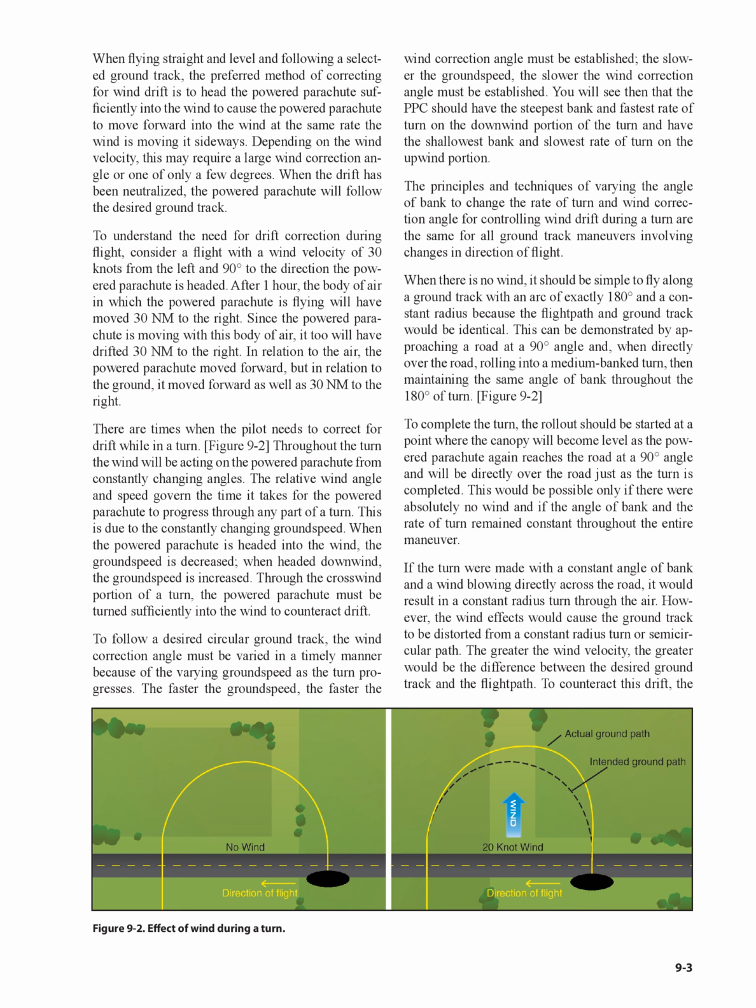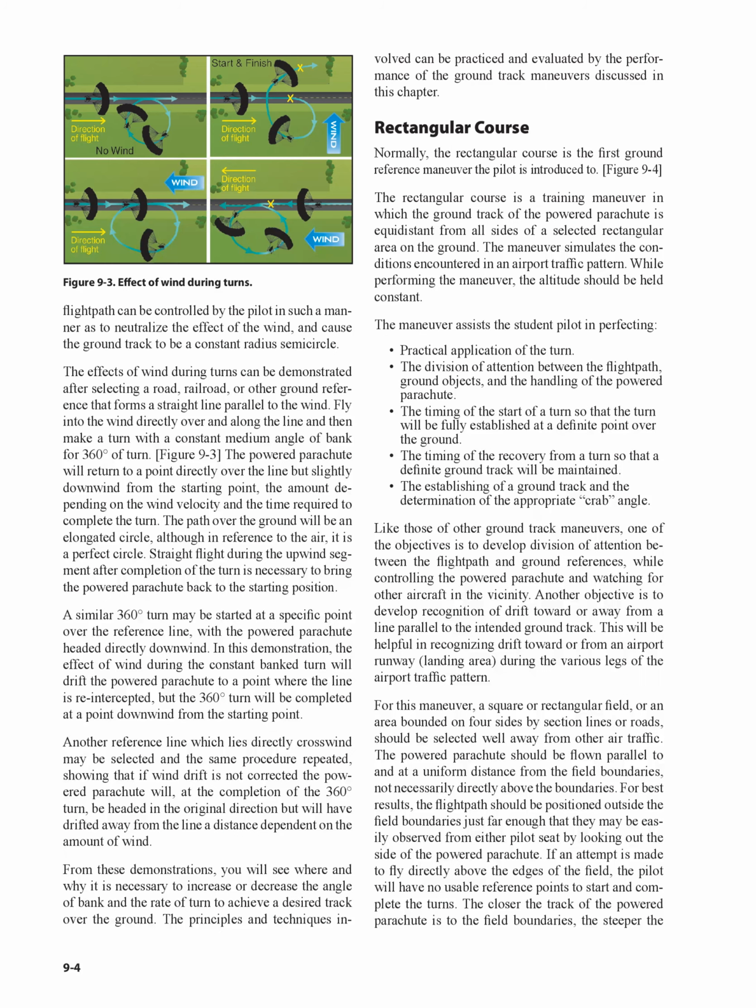The greater the wind velocity, the greater would be the difference between the desired ground track and the flight path. To counteract this drift, the flight path can be controlled by the pilot in such a manner as to neutralize the effect of the wind, and cause the ground track to be a constant radius semicircle. The effects of wind during turns can be demonstrated after selecting a road, railroad, or other ground reference that forms a straight line parallel to the wind.